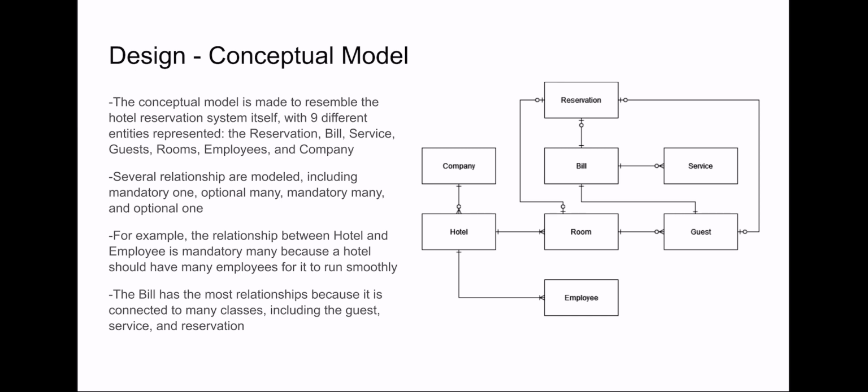For example, the relationship between hotel and employee is mandatory many because a hotel should have many employees for it to run smoothly. The bill has the most relationships because it is connected to many classes, including the guest, service, and reservation.